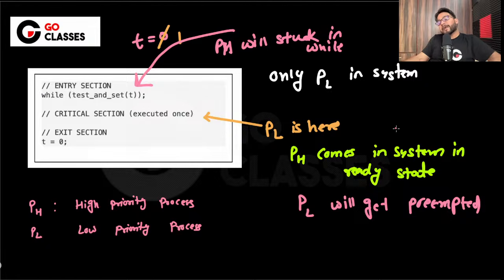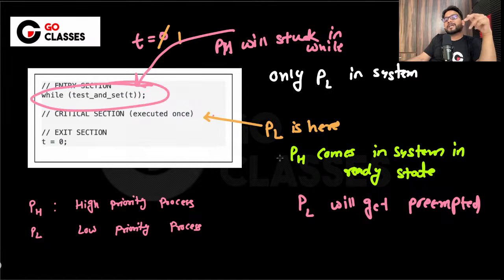But since it is a priority scheduler, it cannot run the low priority process. It will give the complete CPU to PH only. And PH is just wasting the time. PH will not get into the critical section. It is just stuck in the while loop, because PL has set T equal to 1 and PL got preempted, and there is no one who can reset this T to 0. So that's why PH will just wait here, because T is 1, and PH will keep on waiting.